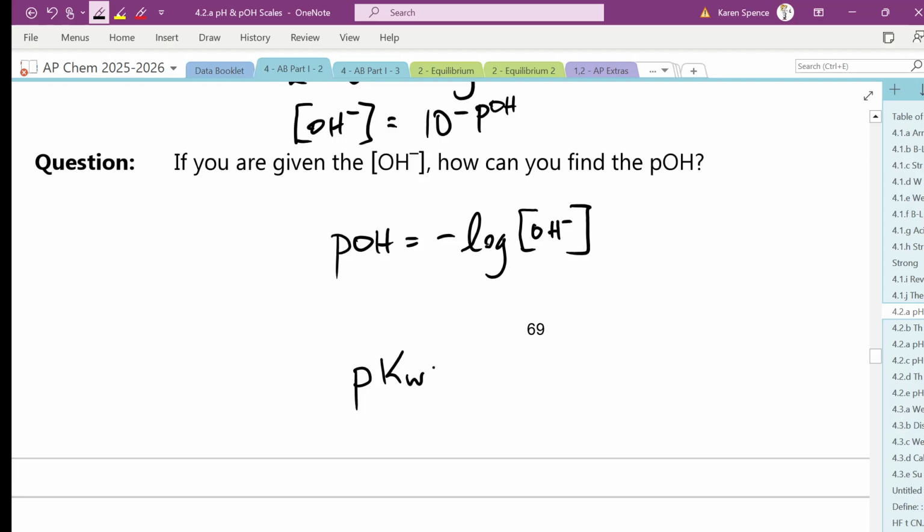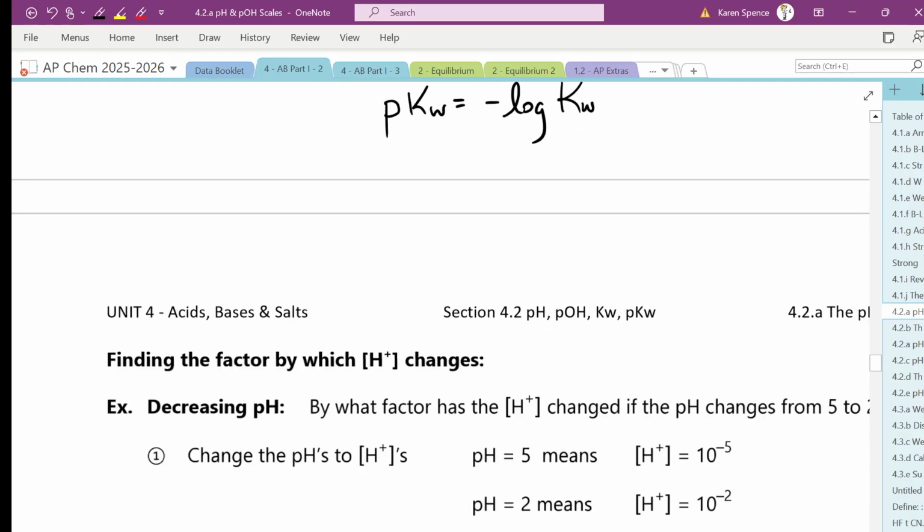pKw is equal to the negative of the log of Kw. Yes? Cool. All right.